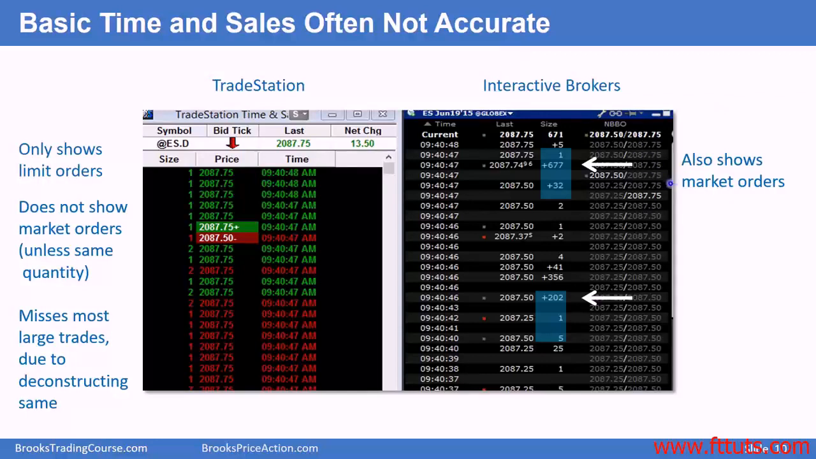Interactive Brokers also shows market orders. Here's a trade with 672 contracts. Here's another trade with 202 contracts, and you do not see them at all here in TradeStation time and sales. But even Interactive Brokers has problems. So TradeStation clearly has problems, but even Interactive Brokers has problems as well. Interactive Brokers does not show every trade. They only show sampled data. They're never clear to me on the phone what they mean by sampled data, so I don't know if they're showing every other trade that takes place, every third trade, or every fourth trade, but they're not showing every trade.